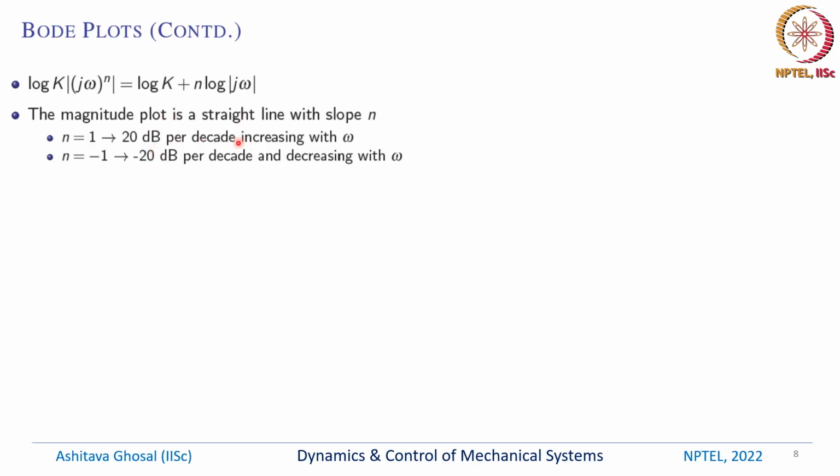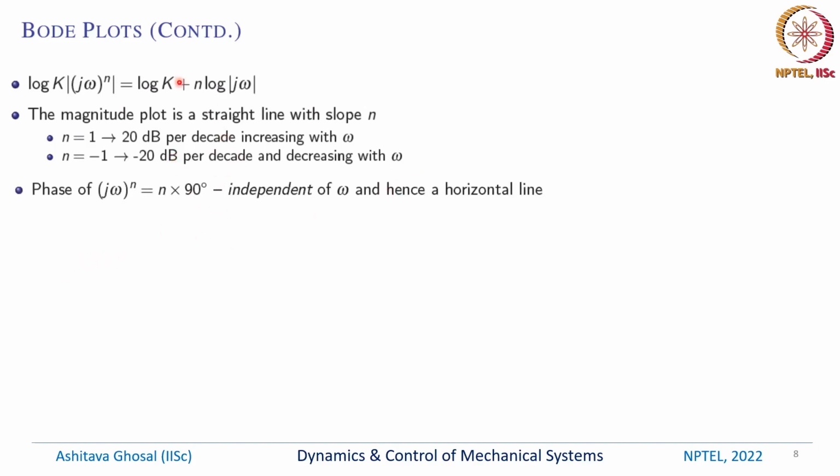A decade here means in the log scale you have 1, 10, 100 and so on along the x-axis, and every decade the magnitude increases by 20 dB. If n is minus 1, then it decreases by 20 dB per decade, decreasing with omega.